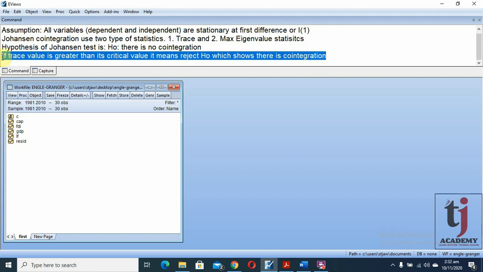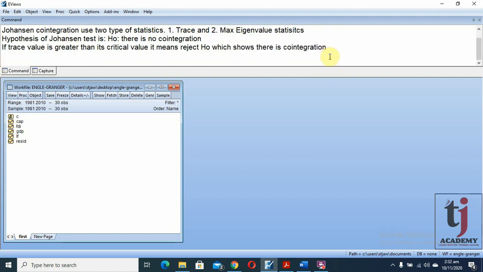The same is for eigenvalue. If the maximum eigenvalue is greater than its critical value, it means reject H naught, which shows there is cointegration.